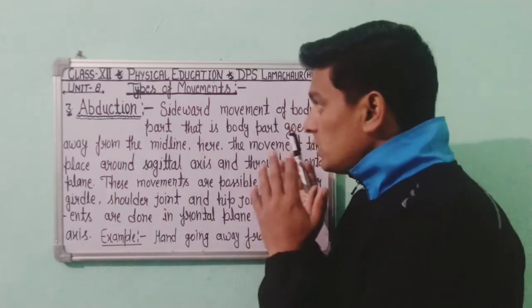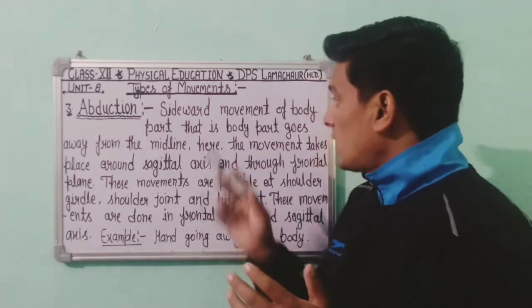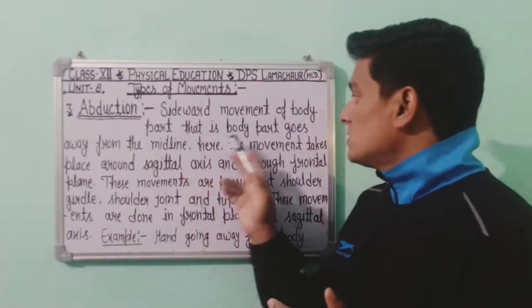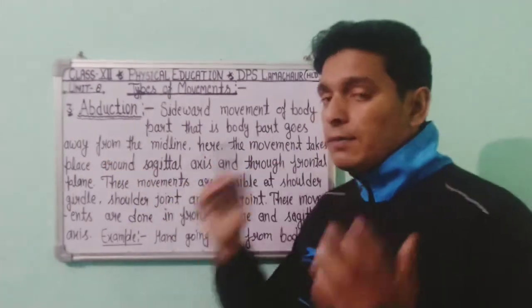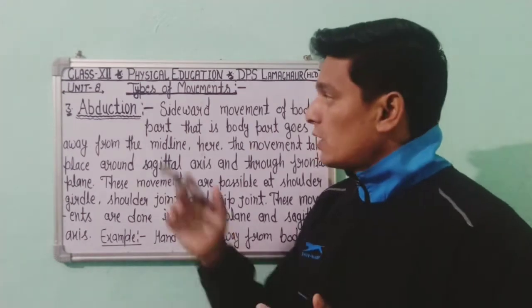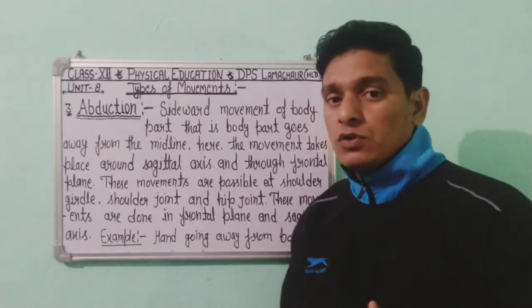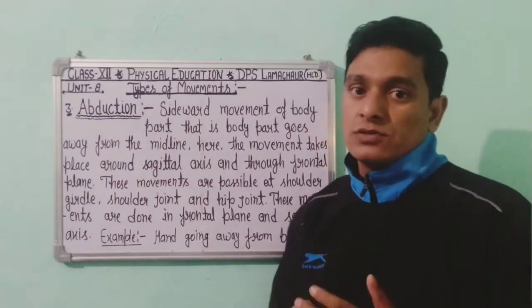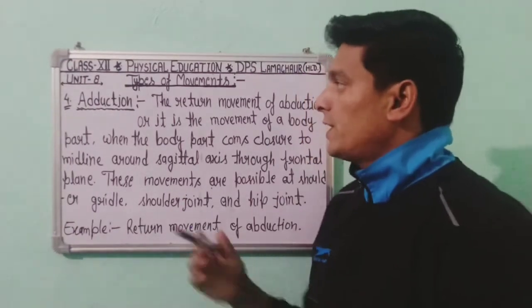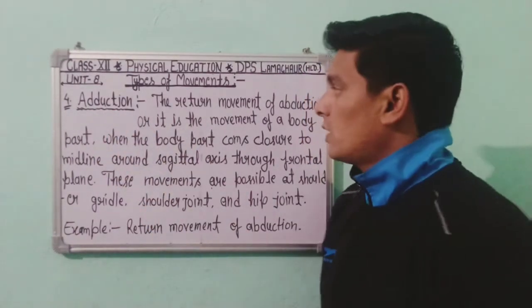So this is about abduction. What is abduction? Sideward movement of a body part, that is, the body part goes away from the middle line of the body. I hope you understood about abduction. Now let's know about the next, which is adduction. The fourth and last type of movement is adduction. Now let's know about it.